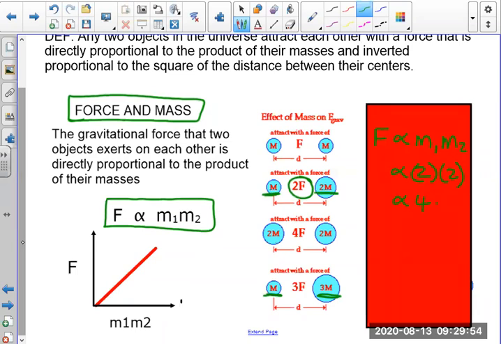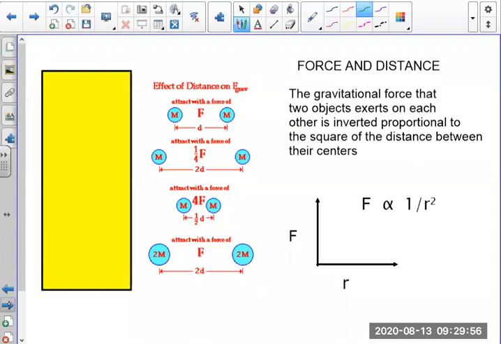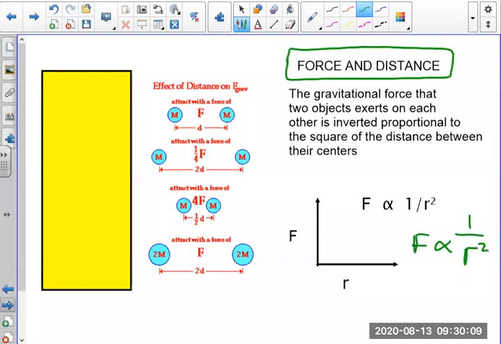Okay. The next one that we're going to look at is the relationship between the force and the distance. Now, I showed you at the beginning an inversely proportional relationship will be F is 1 over R squared, as you can see there. So I have a hyperbola as my graph. Okay. Now, this means the further the two objects are away from each other, the smaller the force.